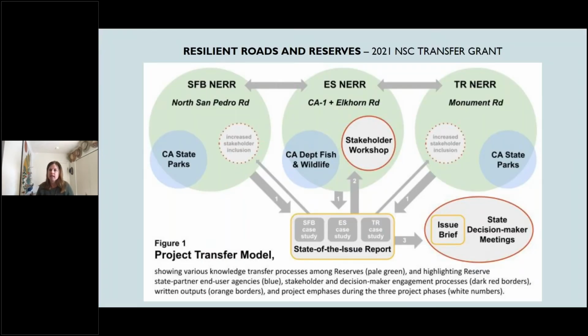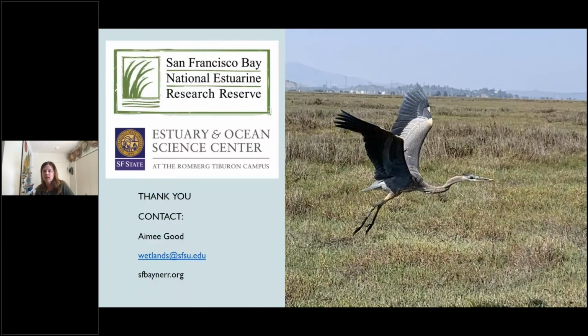And like I said, last approach diagram, but here's what we're laying out for our transfer grant, how the 3 reserves are going to be working together, meeting, developing a stakeholder workshop for the Central Coast, and then hopefully taking all of what we learn and condensing it down into an issue brief that we will take to state level decision maker meetings. So there's no one single way to make progress.